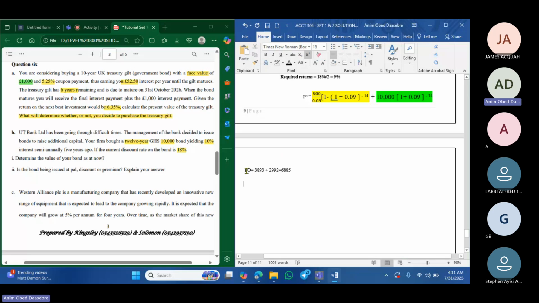So that will be the I part. Now the II is: is the bond being issued at par, discount or premium? Explain your answer. So who wants to try? The question again: is the bond being issued at par, discount or premium? Explain your answer.